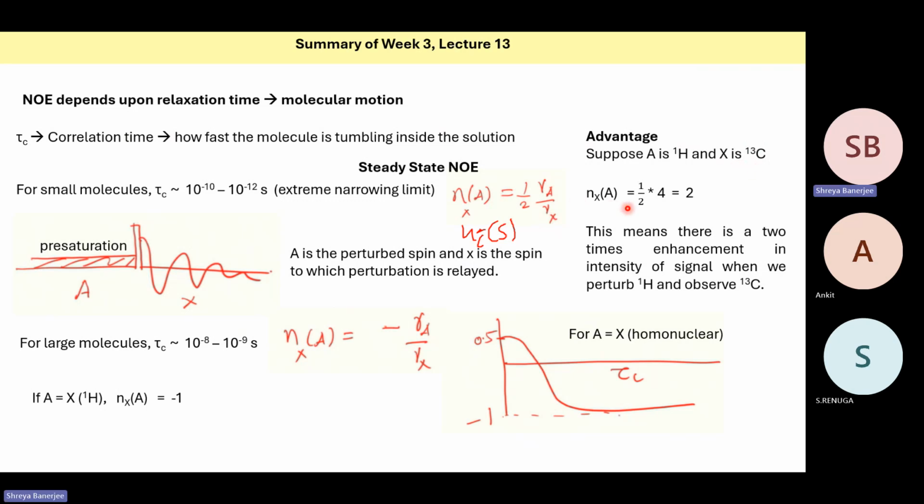So this NOE, we are assuming a small molecule, will be half into the gyromagnetic ratio, or gamma, the ratio of A by X. We know the ratio of the gyromagnetic ratio of hydrogen by carbon is around 4. And so half into that will give you 2. So what this means is that the signal of carbon will increase 2 times after NOE.